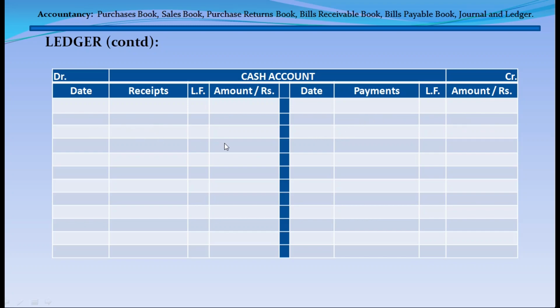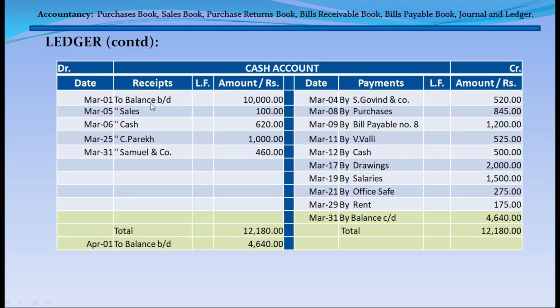All debits are recorded on the debit side, all the credits are recorded on the credit side. This is how these accounts are posted. This is a cash account. All the monies received are here. All the monies paid are here. The total monies received are 12,180, and there is a balance of 4,640. After making all these payments, we have to close this account to bring the totals equal, and then carry forward this balance to the next month for continuing the account.